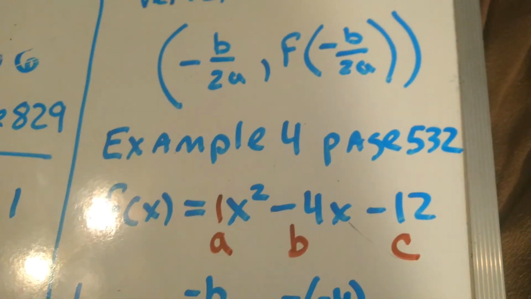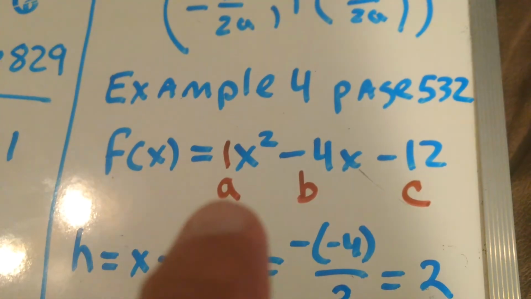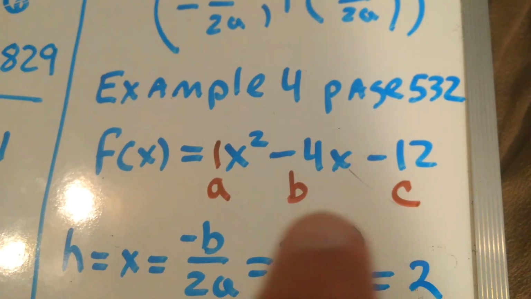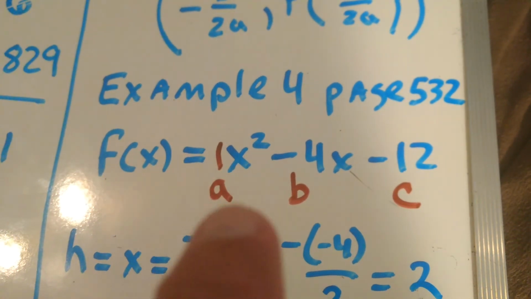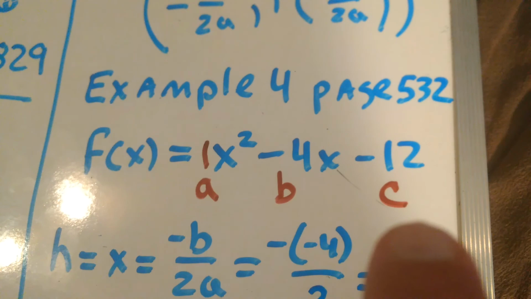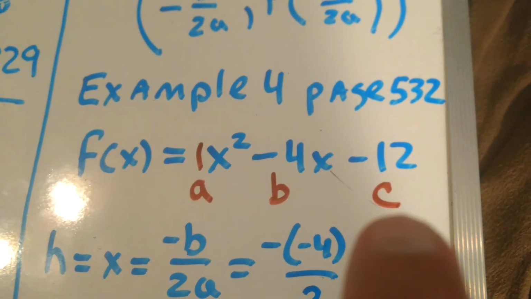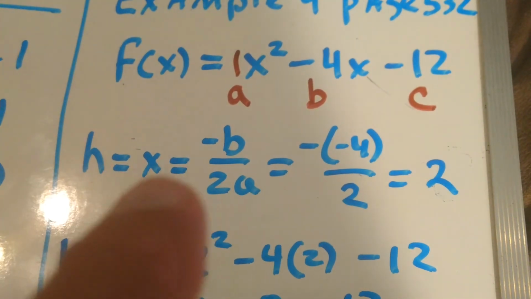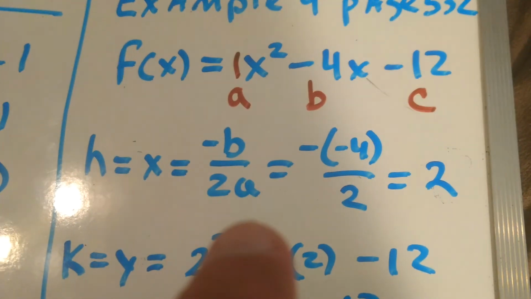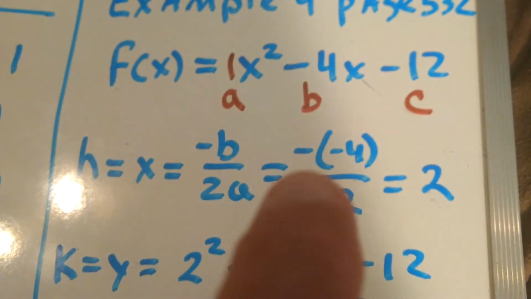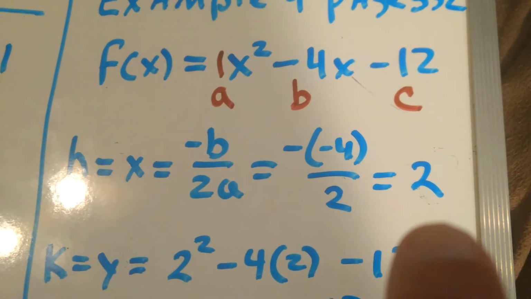Here's example 4, page 532. This says f of x equals x squared minus 4x minus 12. There's a 1 in front of the x squared, so that's a. Negative 4 is b, negative 12 is c. If I want h, which is x, I got negative b over 2a. Negative 4, I get 2.